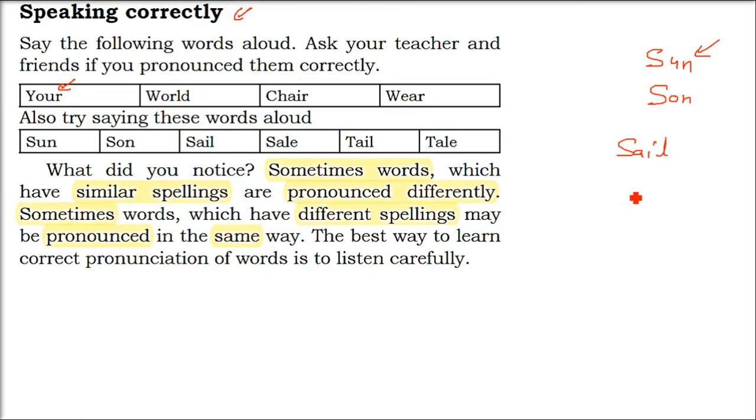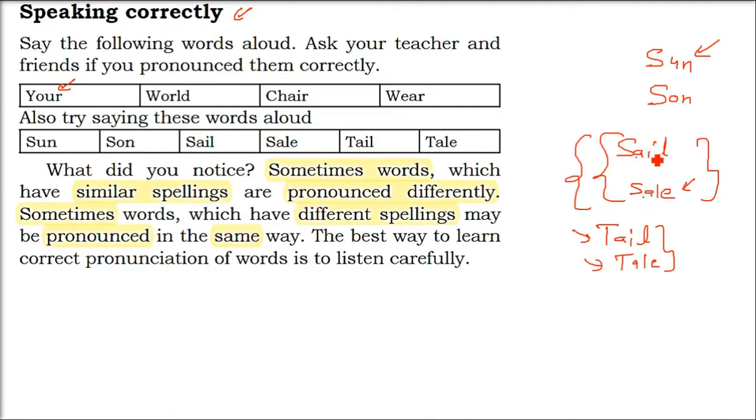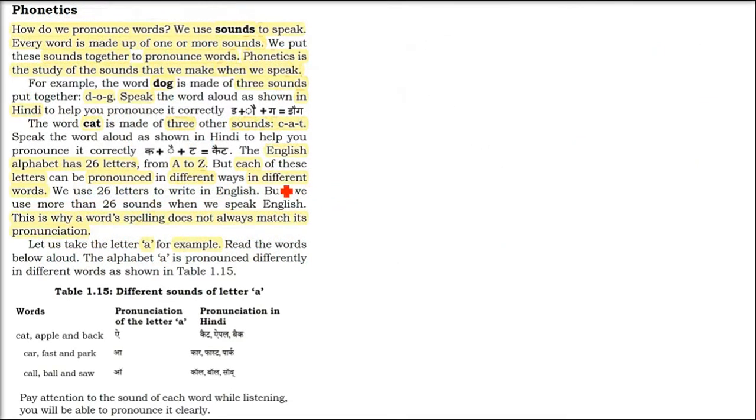Sail. You're boating, okay? You are going on a sea surface ride, say, sail. But you're going for a buying ride, it's sale. Both are sail. The spellings are different, meanings are different, but you pronounce them in the same way. Tail. Both are different meaning, different words, but they sound exactly similar. So sometimes these words, when they are used in the context of a sentence, they give their meaning.